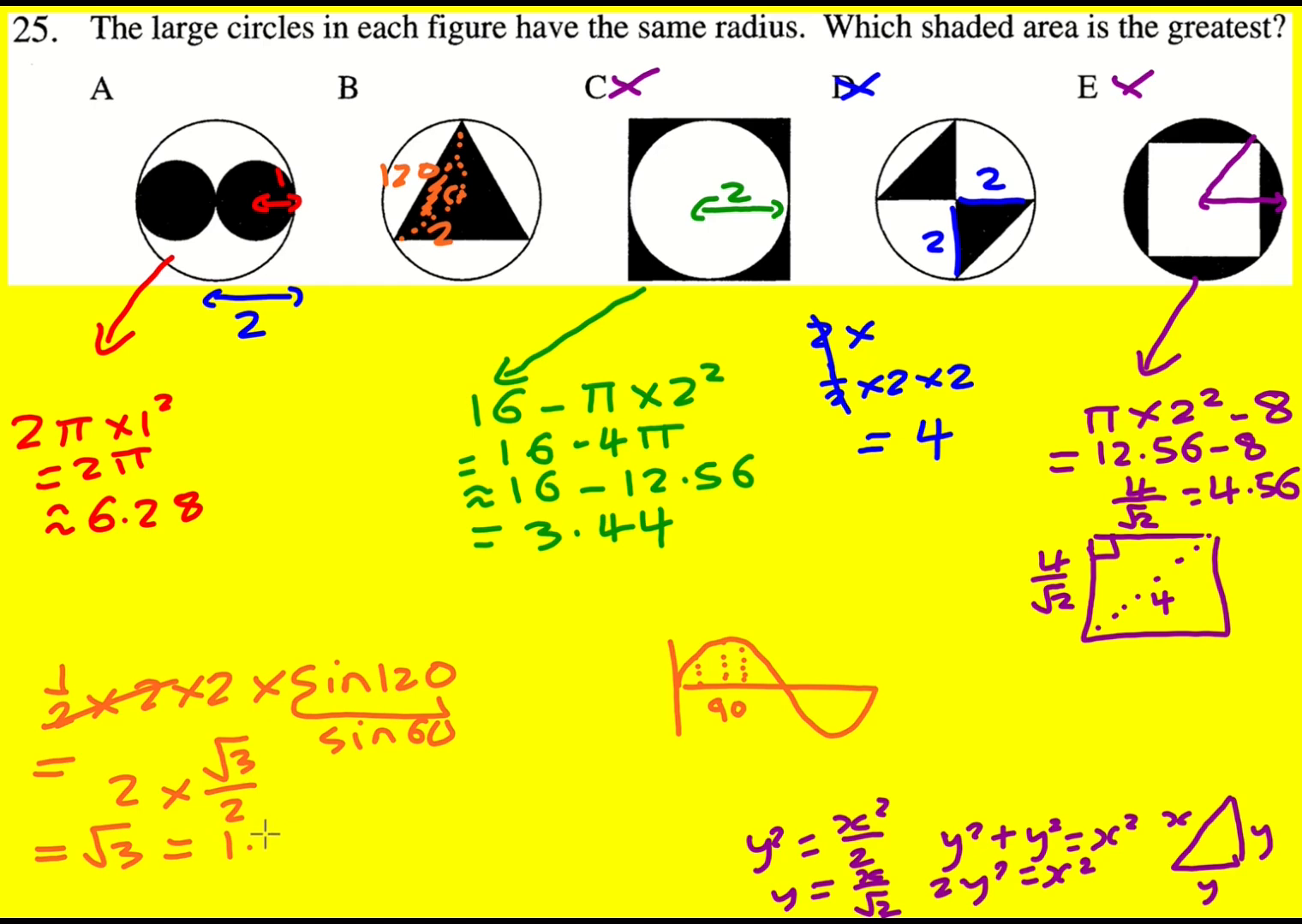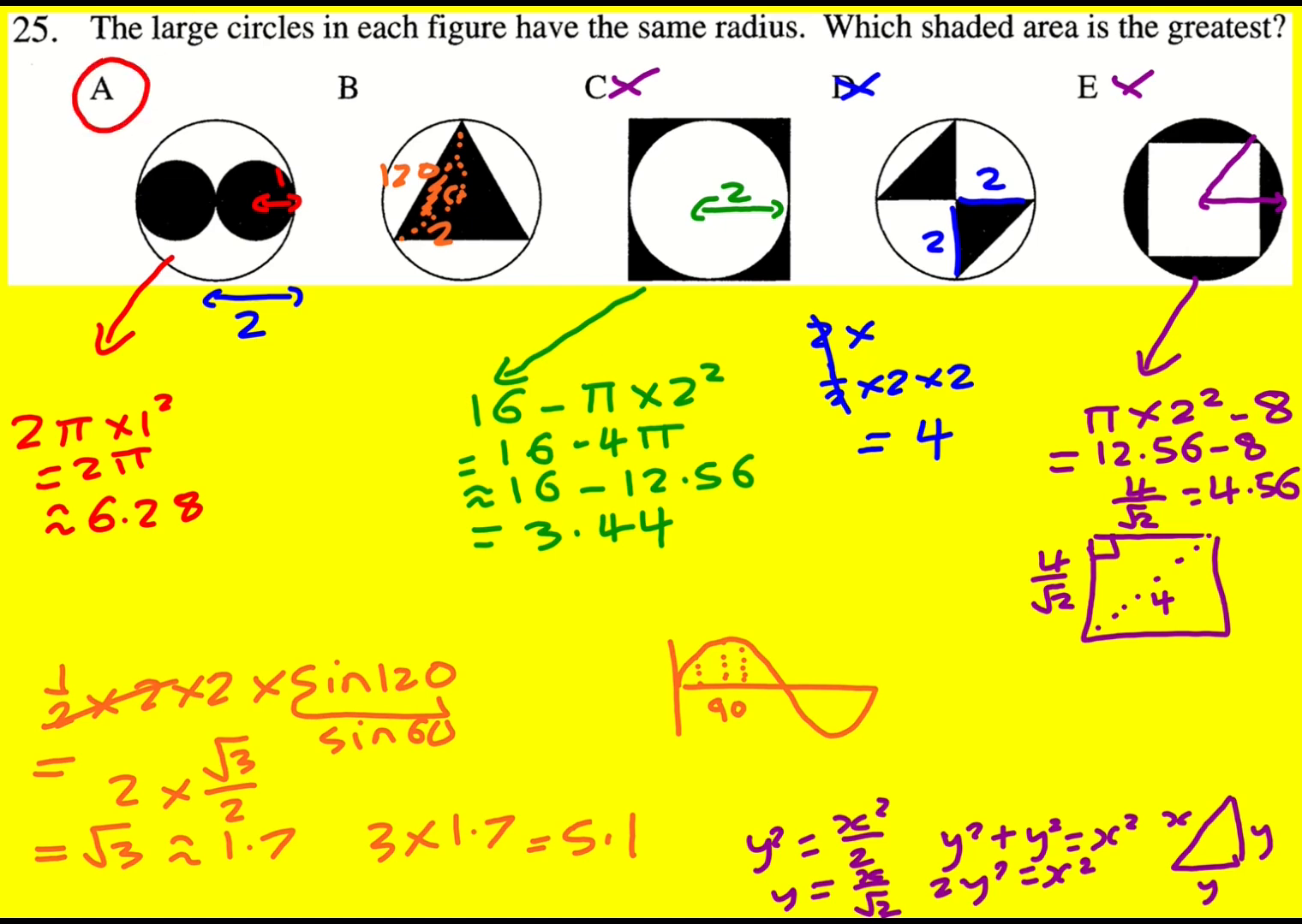1.7-ish. Remember, that's just one of my little triangles. So I can now do 3 lots of 1.7 to give me 3 plus 2.1, 5.1. We can see it's a lot smaller than A. So our answer is definitely going to be A.